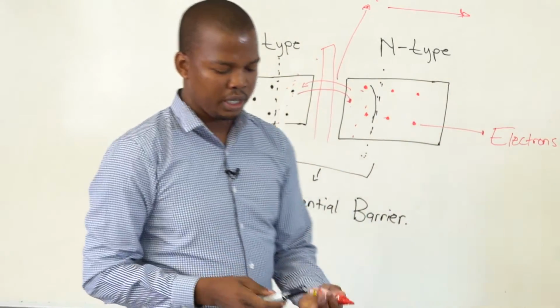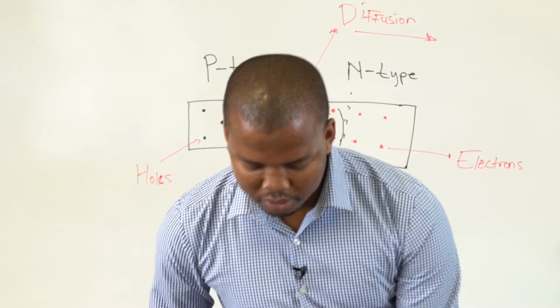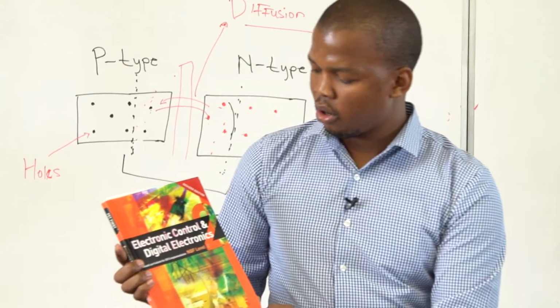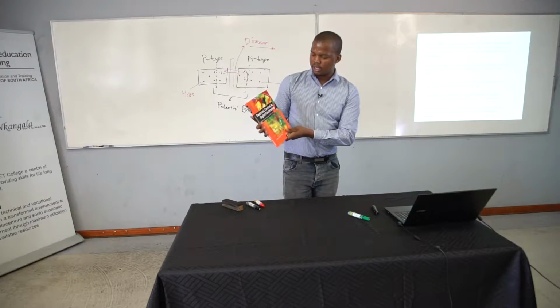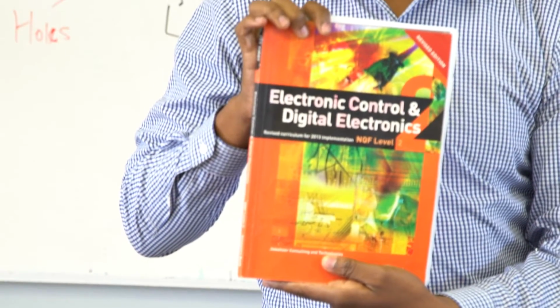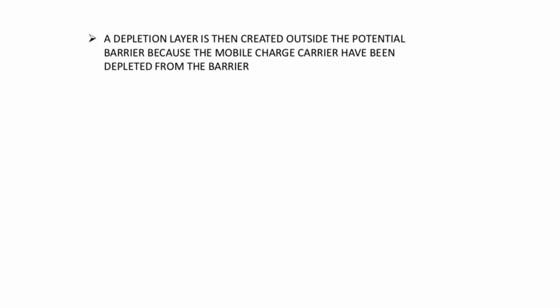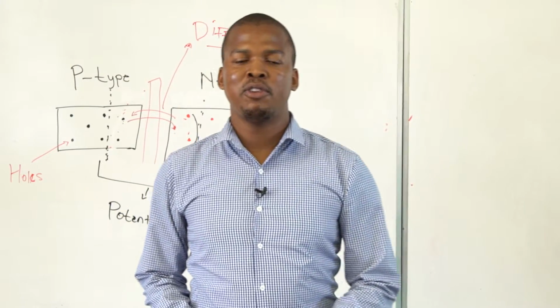Try to read from this textbook. I'm using the Electronic Control and Digital Electronics NQF Level 4, Macmillan Publishers. A depletion layer is then created outside the potential barrier because mobile charge carriers have been depleted from the barrier. To understand this further, let's watch a 3-minute video.